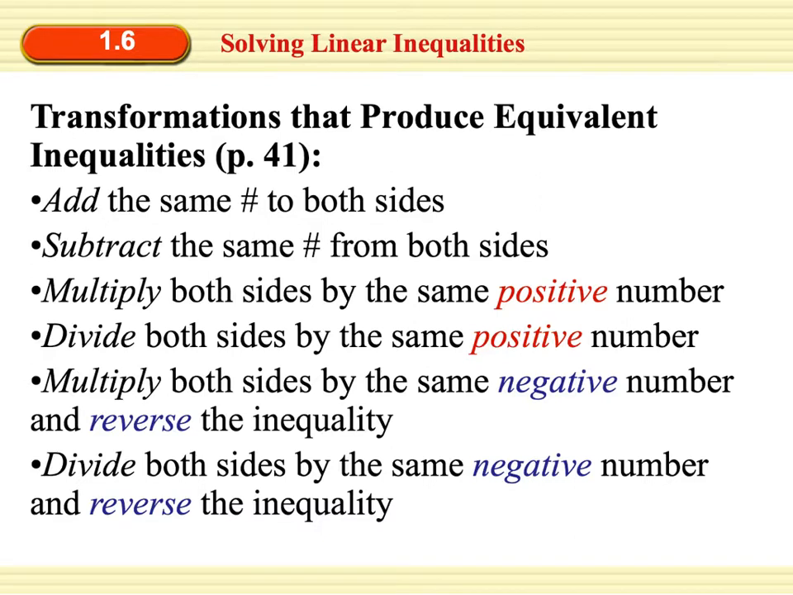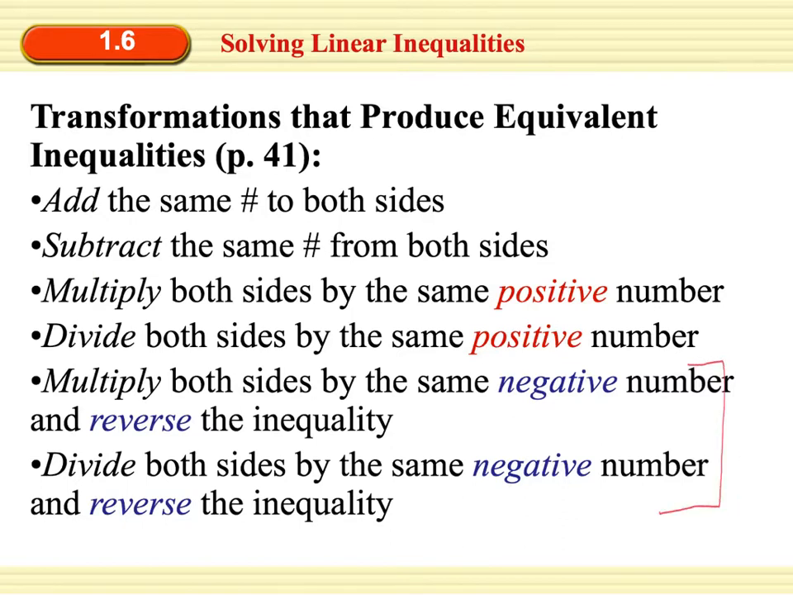A few sections ago, we talked about transformations that would produce equivalent equations. If you open your book up to page 41, now we're going to look at transformations that produce equivalent inequalities. These are very similar, with the exception of the last few, and we'll go over those in a minute. As we discussed before, to produce equivalent inequalities, we can add the same number to both sides, or subtract the same number from both sides. We can multiply both sides by the same positive number, or divide both sides by the same positive number.